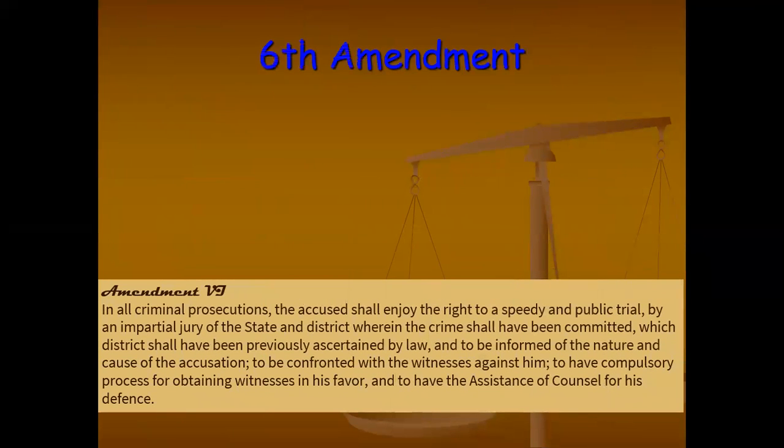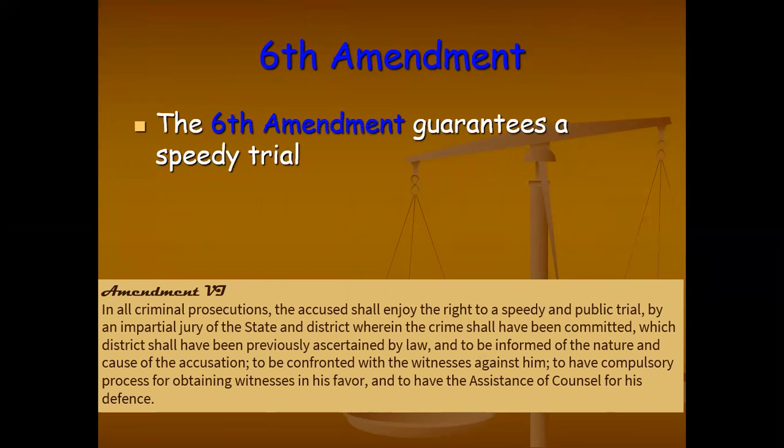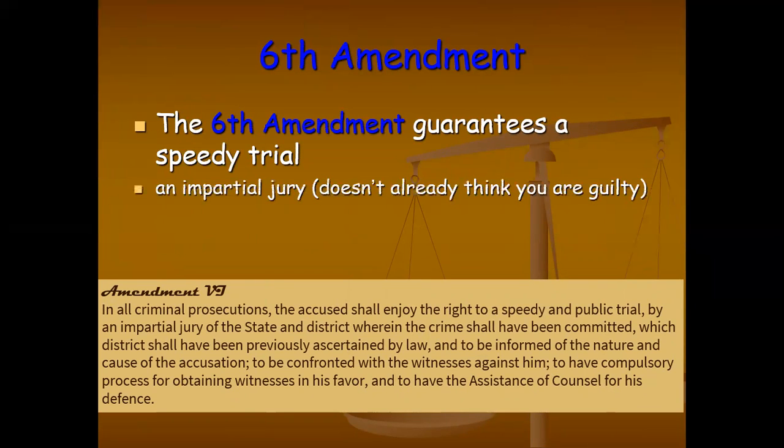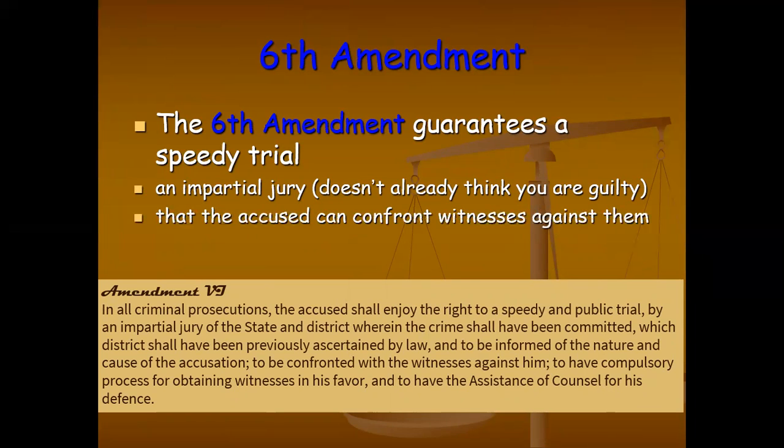Amendment number 6. This one guarantees a speedy trial, an impartial jury, so people who don't already think you're guilty; they're neutral on the case. And the accused can confront witnesses against them, so they have the right to confront their accuser and argue their point of view. And the accused must be allowed to have a lawyer. So think of the Miranda rights. You have the right to an attorney. If you cannot afford an attorney, one will be appointed to you. That is because of the Sixth Amendment.